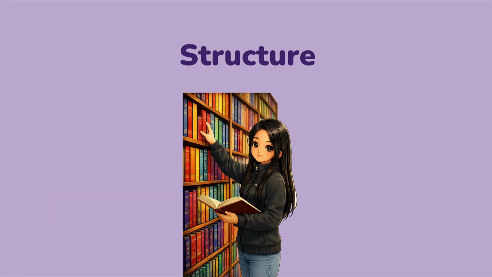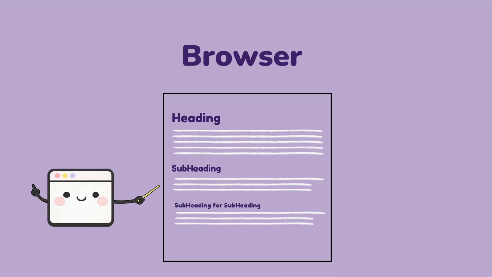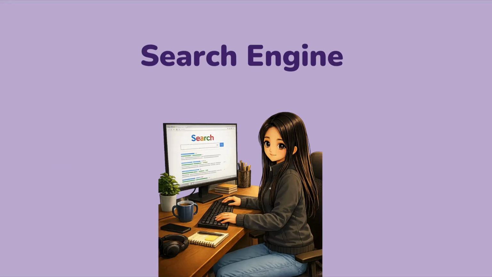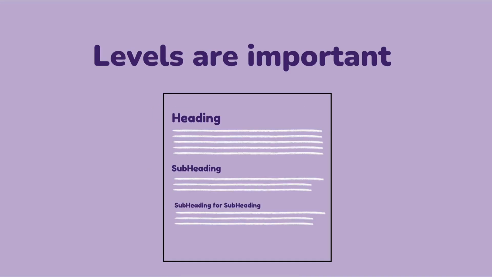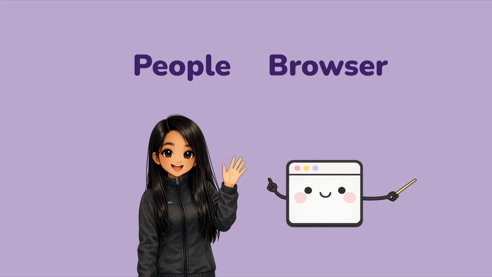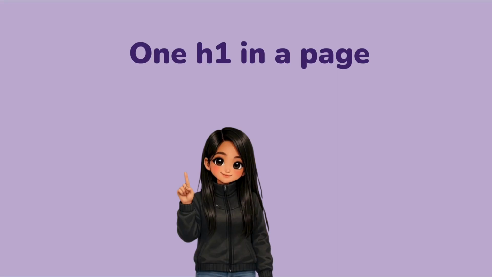Because of this structure, the browser understands the page clearly. Search engines understand it better and screen readers can navigate it properly. That's why using proper heading levels is important, not just for people but for the browser too. Another important thing to know is that just like in a book there is usually one main title, in the same way you should only use one H1 tag on the web page. That H1 represents the main heading of the entire page.